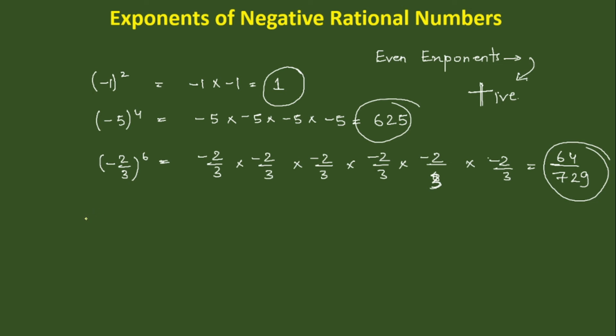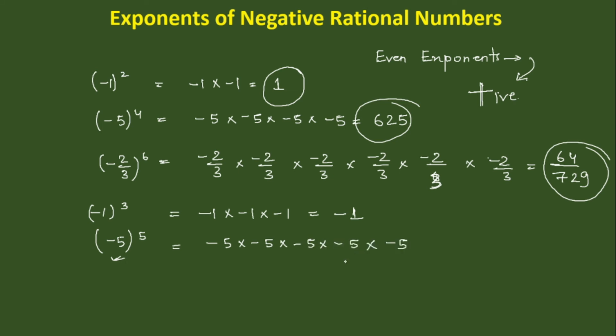Now let's consider odd exponents. Suppose you have minus 1 raised to the power 3, minus 5 raised to the power 5. When you solve this, you will get minus 1 into minus 1 into minus 1, which is equal to minus 1. And when you solve this exponent, you will get minus 5 into minus 5 into minus 5, multiplied 5 times as your exponent is 5, and your answer is minus 3125. Now when you observe, their answer is negative. So you can say that when you have an odd exponent, your answer is negative.